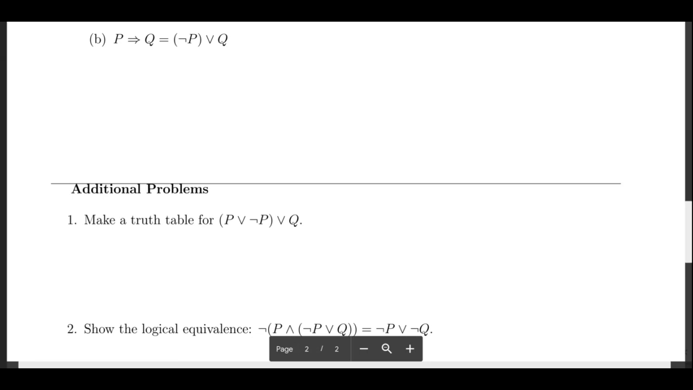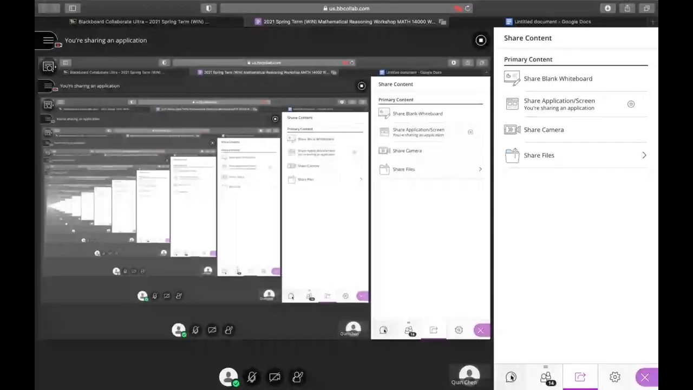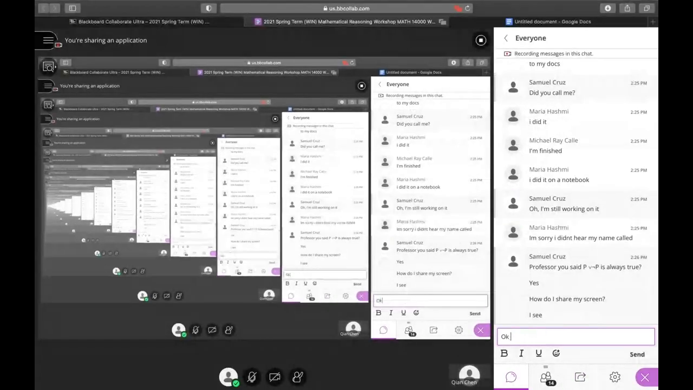Samuel, do you see an arrow on the bottom of the left-hand side bar, at the same level as the chat? Where you type your chat, you see an arrow on the side. You click on that, then the second line says share application or screen. You click on that. Good, great. Then you choose your file.